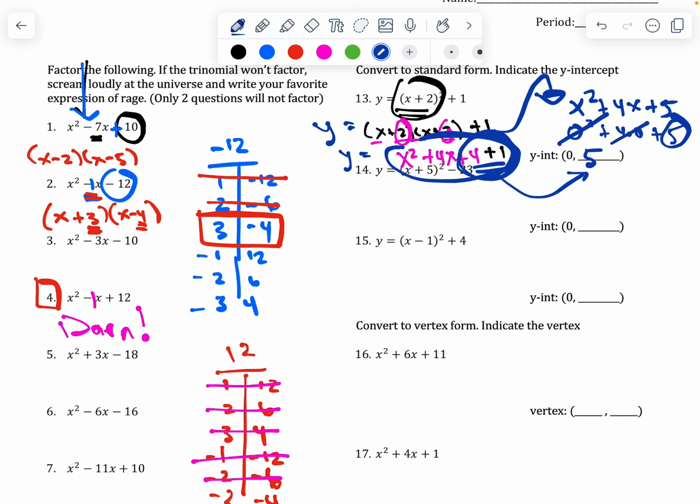4 and 1 is going to be 5. Okay, so do the same thing on 13. I'll get it going for you. x minus 1 plus 4. So it's going to be x squared, and then you do the rest.